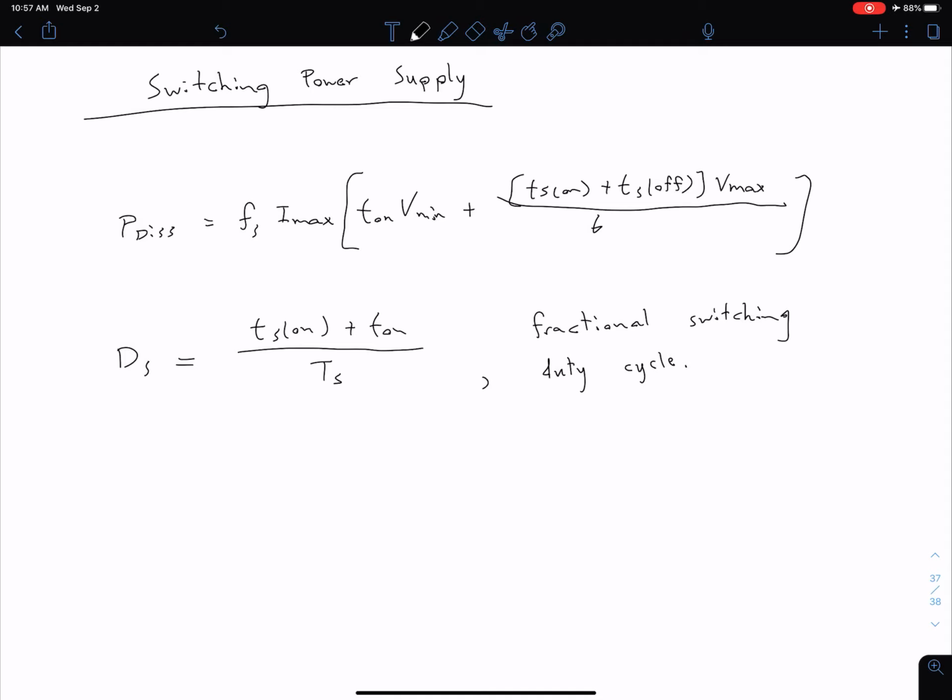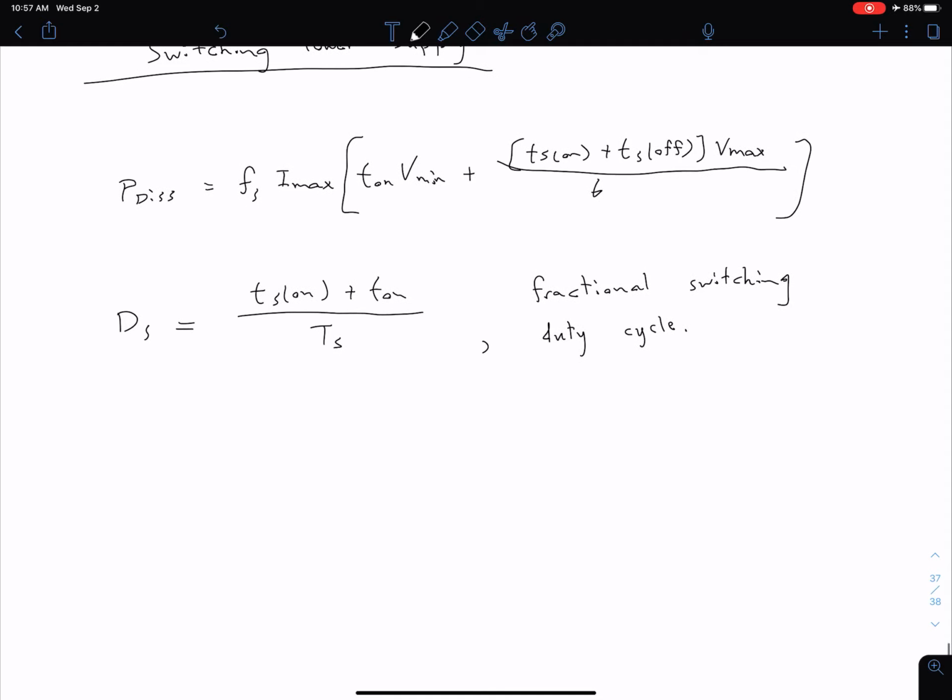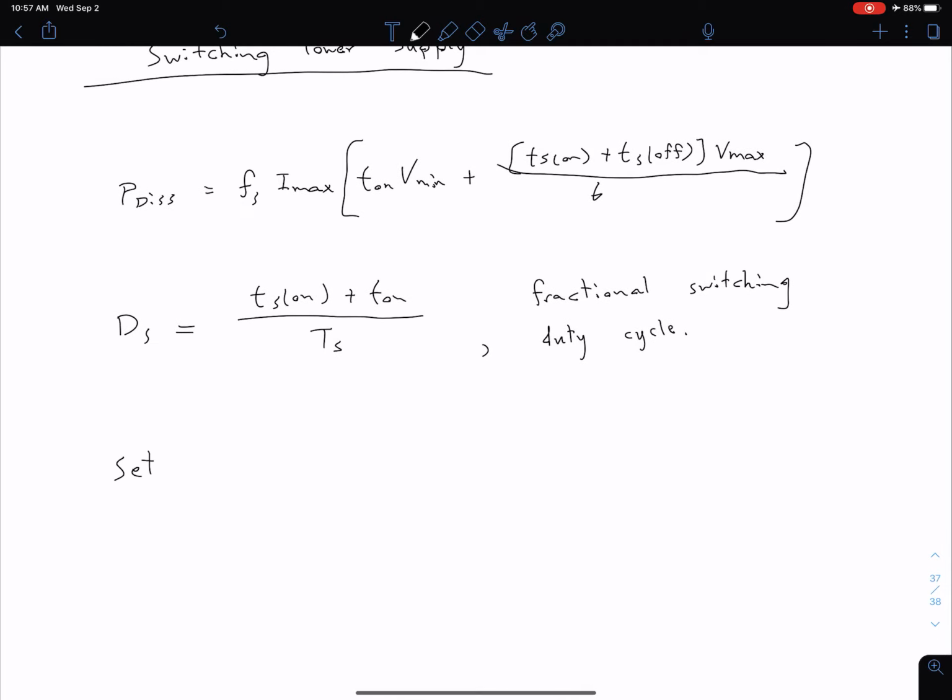With our switching power supply, we want to set this ds, our fractional switching duty cycle, to 50%. That's because our output is 50% of the V raw. We're going from 10 volts down to 5 volts. So this is 50%.